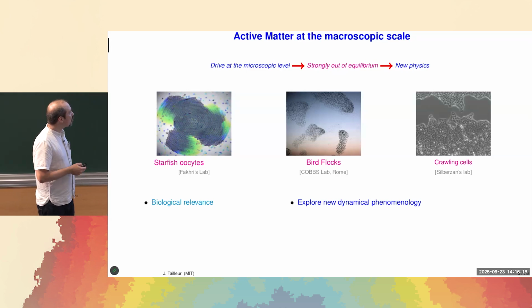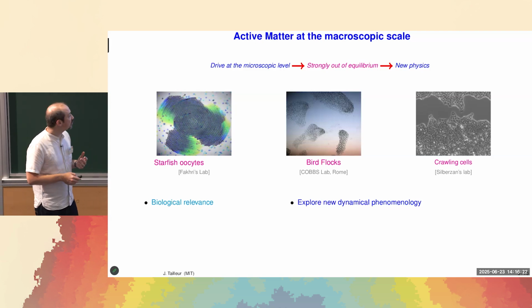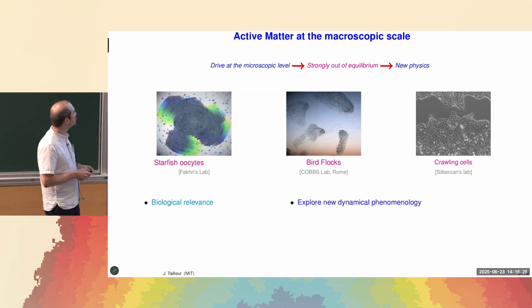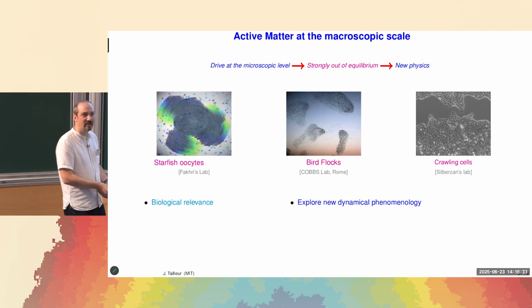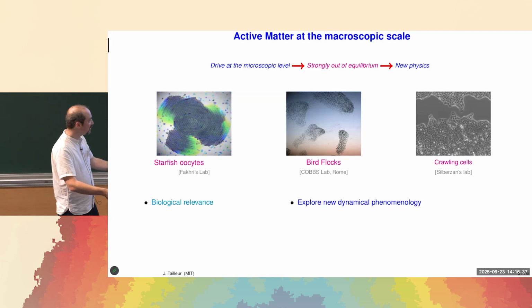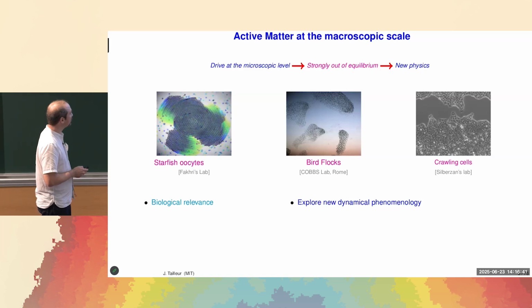Okay, so 2 reasons why the field attracted a lot of people. The first one is biological relevance, because almost everything in biology is active. And the second one is just new dynamical phenomenology. So if you've been working in statistical mechanics, it's because you love collective behaviors. If you have new collective behaviors, you're happy. And so people like me join this field because of seeing all these types of movies.